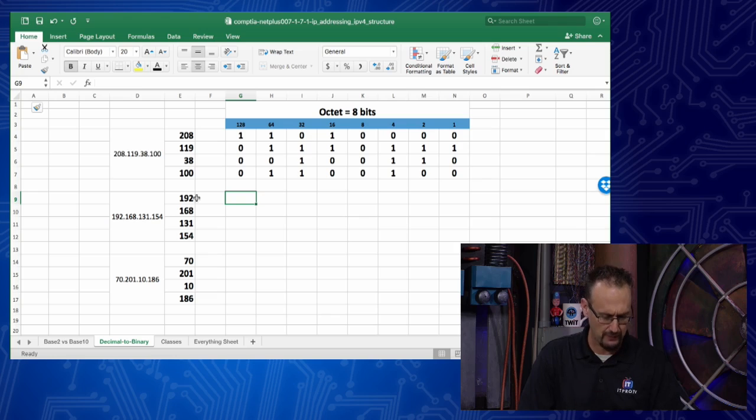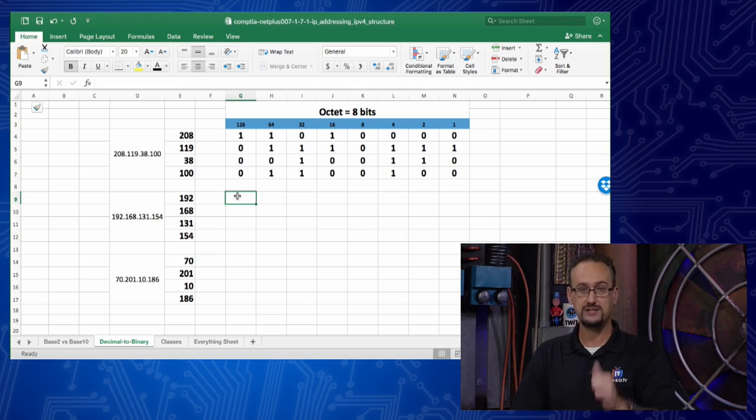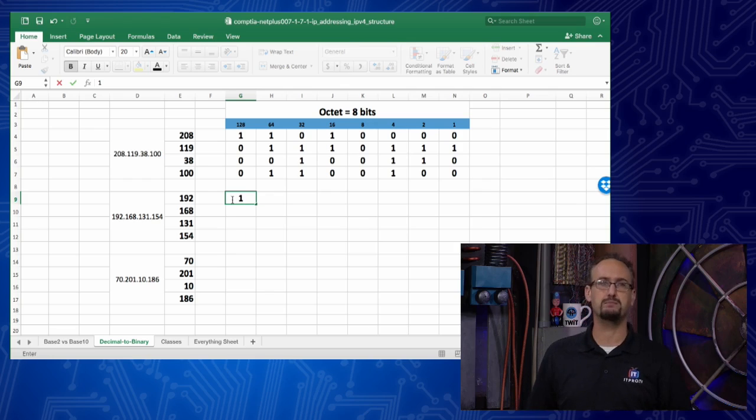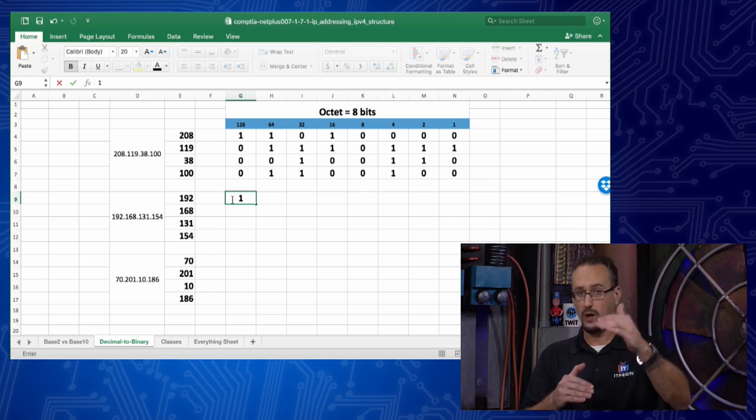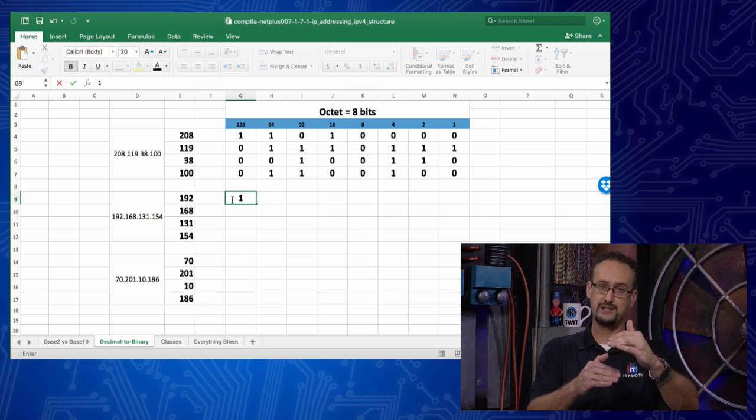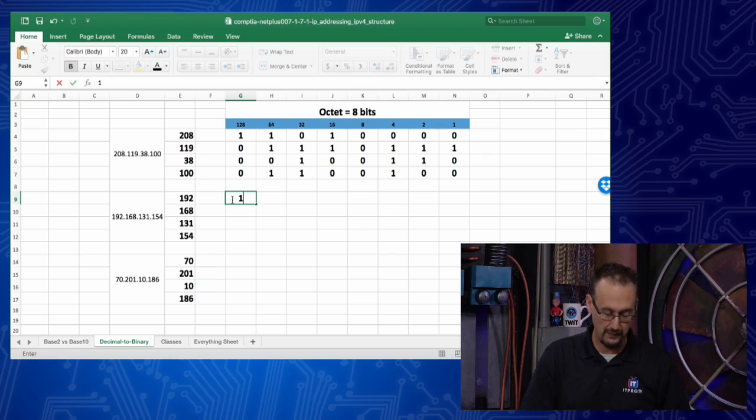We're going to start from left to right, and we're going to start with 192. Now, can I use the 128 place value? And the answer is yes, I can. So that means it's true, and that becomes a binary 1. Then we take 192 and subtract that place value and see what we get. If my math is correct, if I subtract 128 from my 192, I should get a remainder of 64.